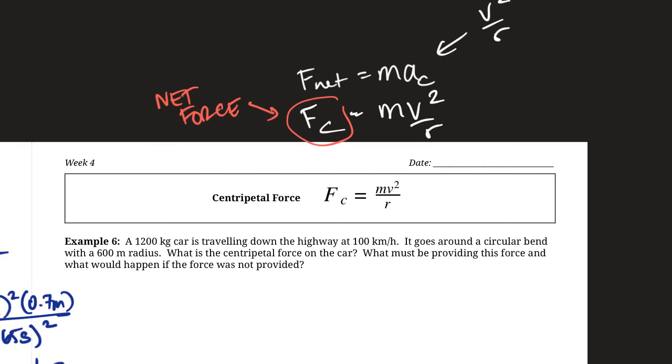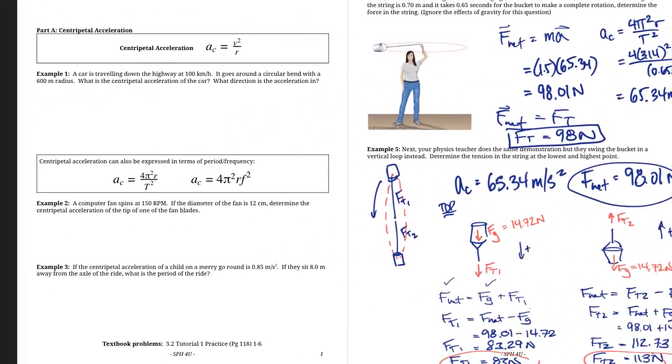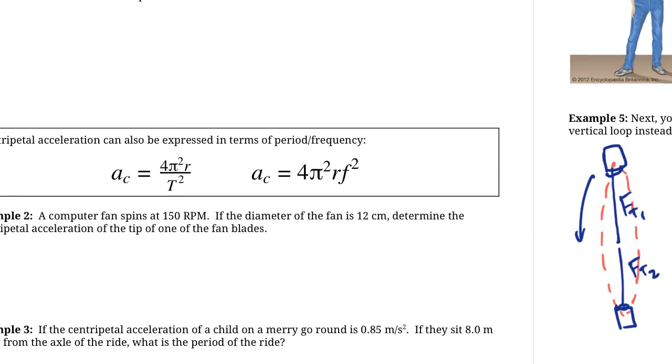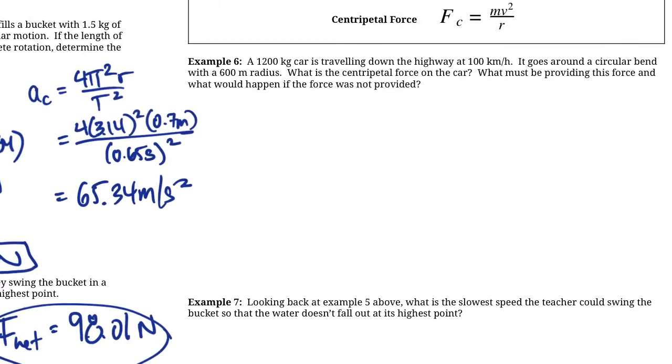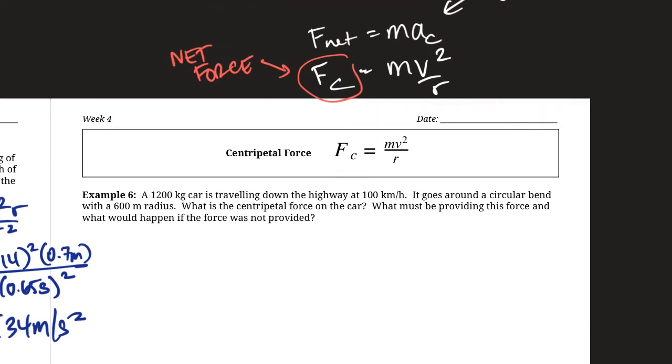Otherwise, if you're given the frequency or the period, then you're going to have to go back and calculate the acceleration with these equations and plug it in to F net equals ma, right? But either way, it's not too hard. This is just like a shortcut way to find the net force on an object when you're given the speed.